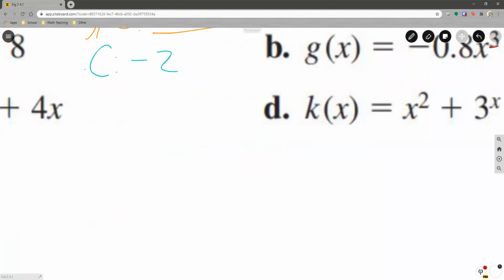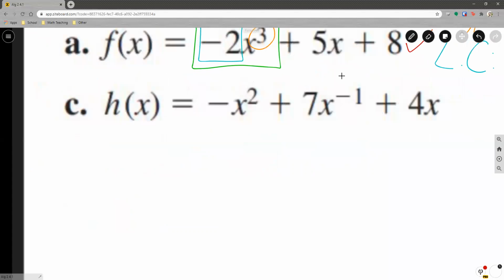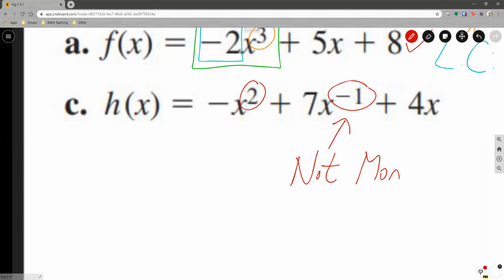So next up, h of x equals negative x squared plus 7 times x to the negative first plus 4x. Let's check to see if it's a polynomial. Second power, that works. Negative first power. Uh-oh, we've got a problem here. This is not a monomial. And since that's not a monomial, that means the whole thing cannot be a polynomial.